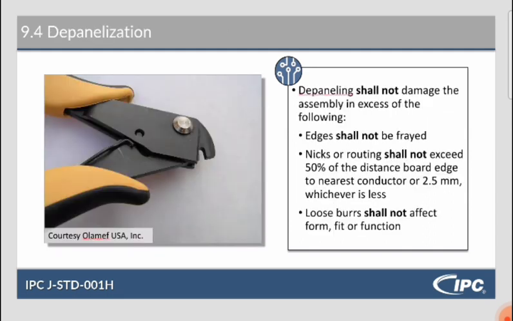So depanelization. We're talking about depanelization again. Depaneling shall not damage the assembly in excess of the following. Edges shall not be frayed. I want you to remember that too. Maybe something you see on a test. Nicks or routing shall not exceed 50% of the distance from board edge to nearest conductor, or 2.5 millimeters, whichever is less. Loose burrs shall not affect fit, form, or function.